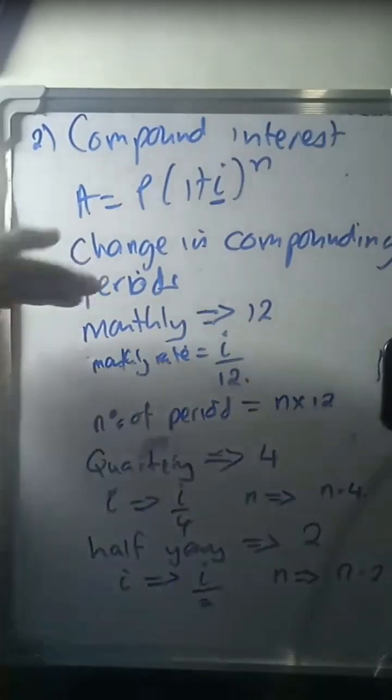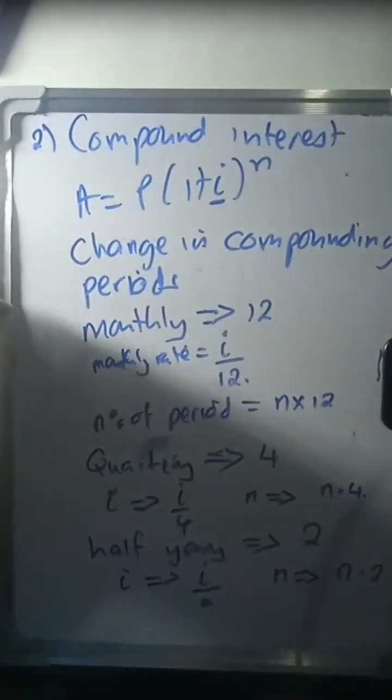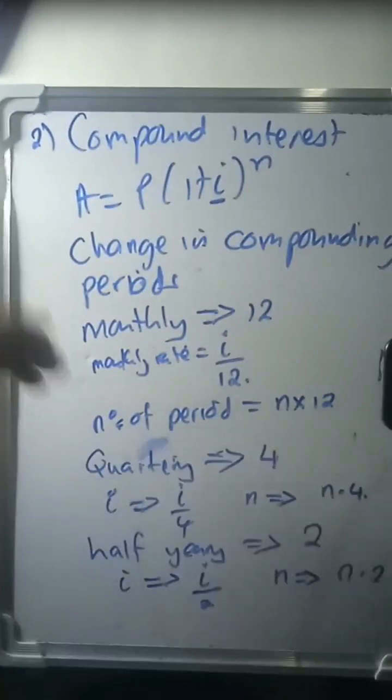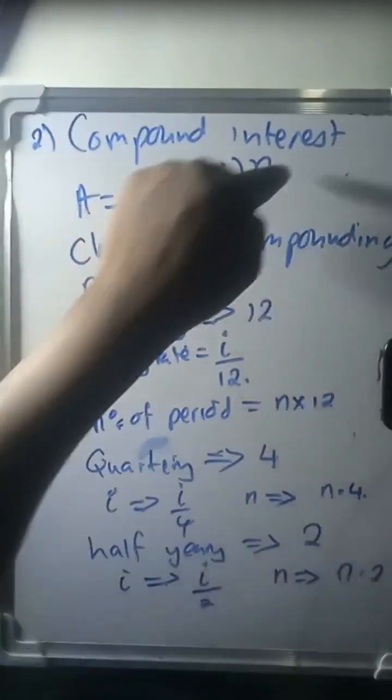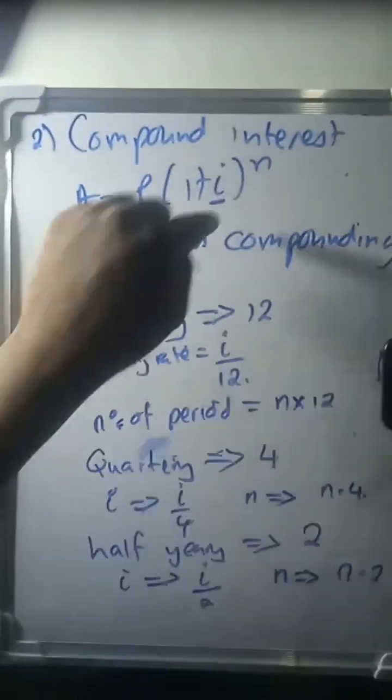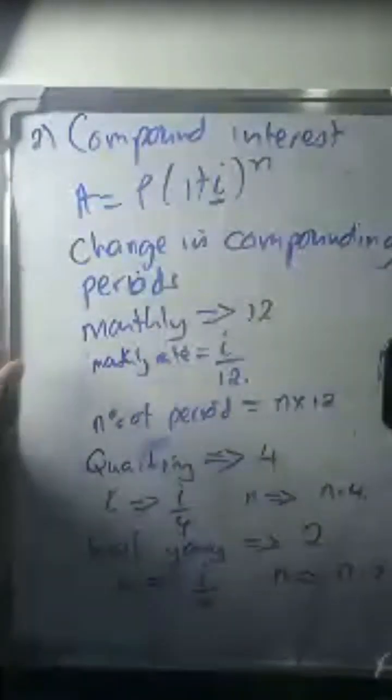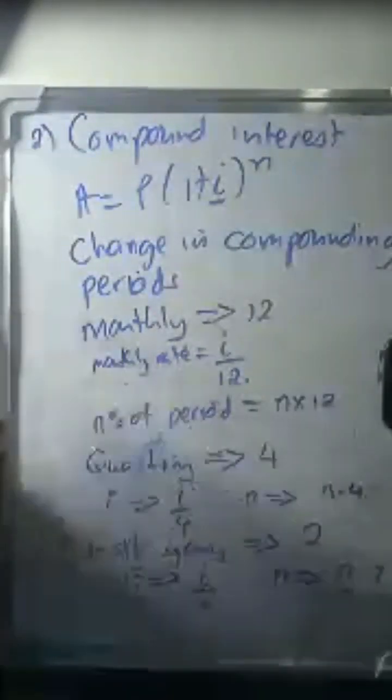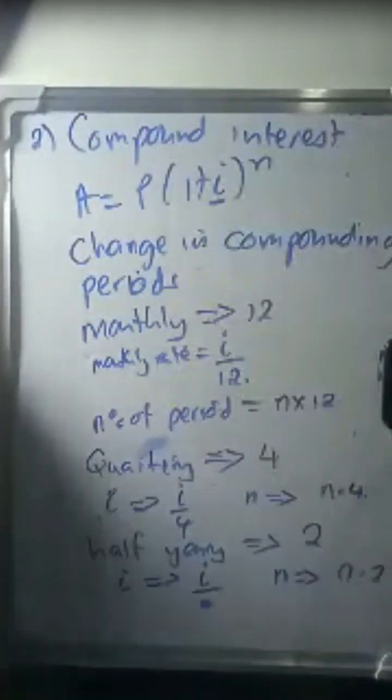That is a change in compounding periods. So each and every time they say quarterly, divide by 4, multiply by 4. When they say monthly, divide by 12, multiply by 12. When they say half yearly, divide by 2, multiply by 2. So that is how we deal with compound interest. Okay?